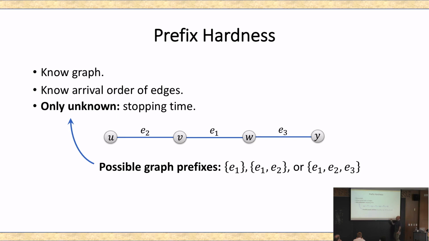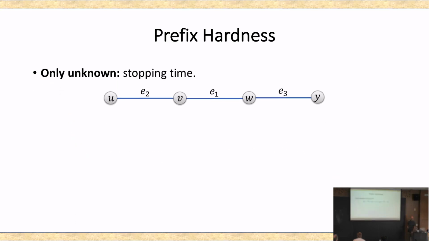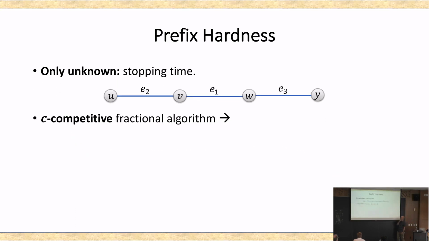Good. So imagine you have a C-competitive algorithm. That means the value you get on E1 better be at least C times the optimum matching size on the subgraph induced by E1. And it also better be the same for the subgraph induced by the first two edges, the first three edges, the first four edges, and so on and so forth.